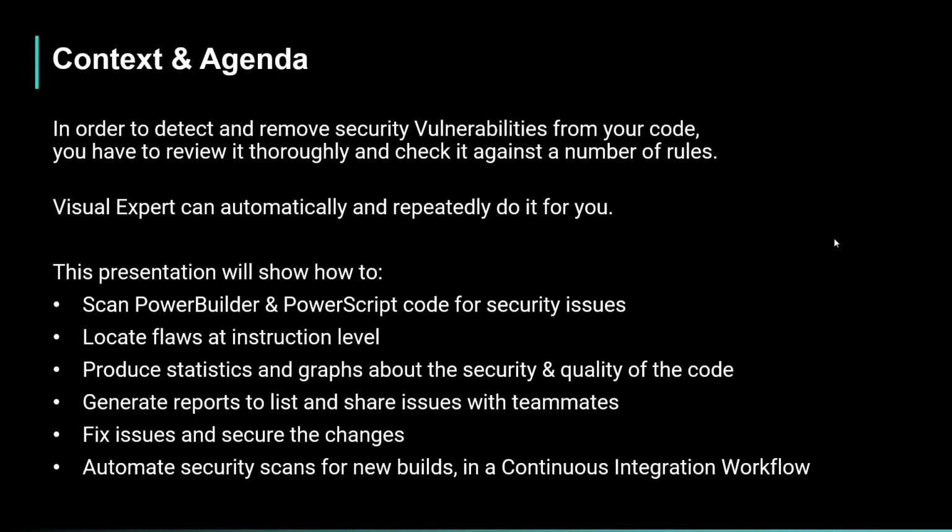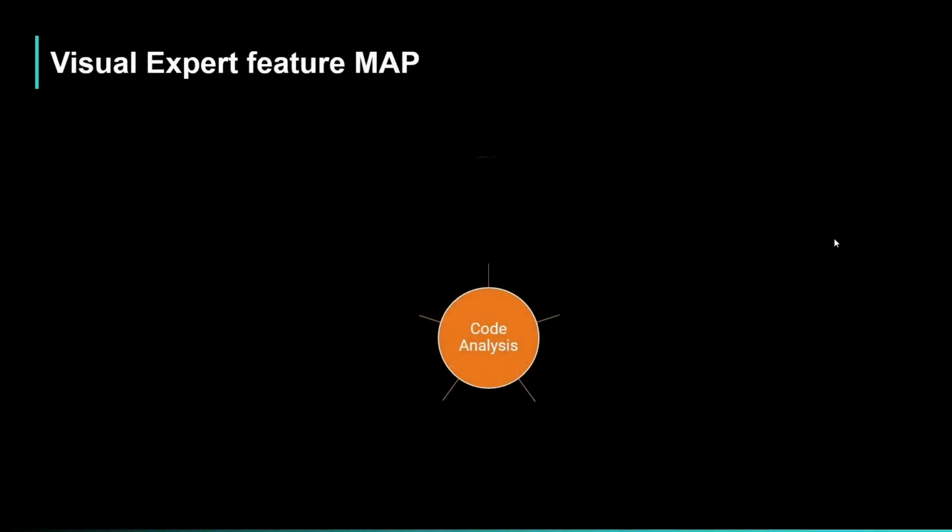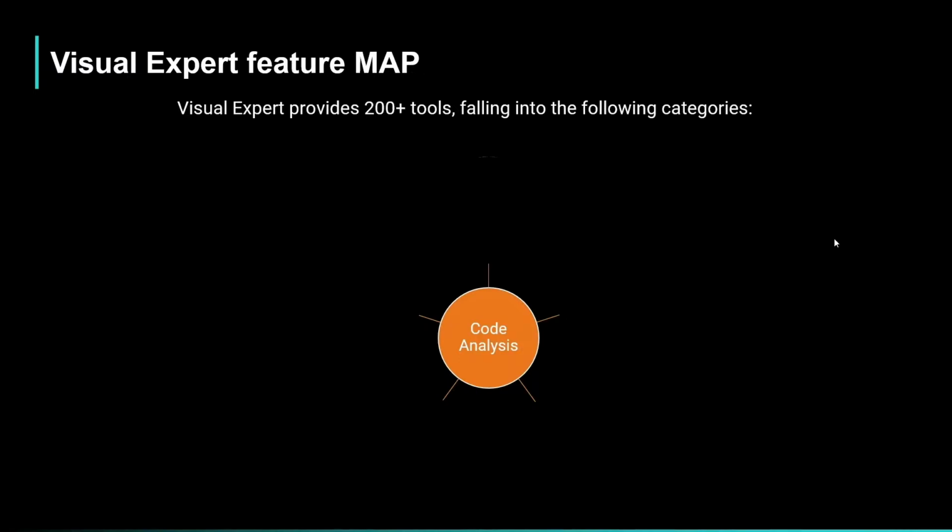So let's start with a word about the tool we will use to detect vulnerabilities, called Visual Expert. In case you want to use it later, you will understand the different purposes it can serve. So basically, it's a tool that will analyze your code, extract a lot of information, and provide a wide range of features. To make it simple, I'll group them in 5 categories.